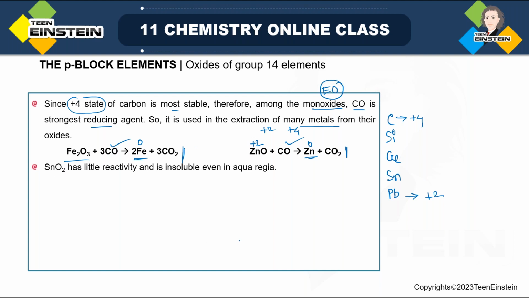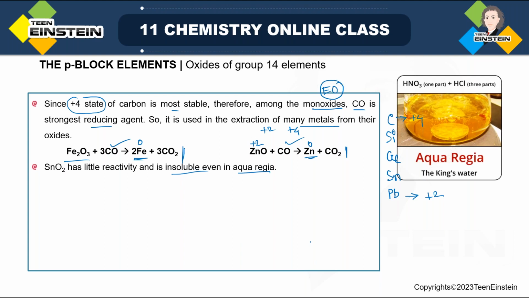SnO2, that is tin dioxide, has very little reactivity, which is proved by its insolubility in aqua regia. Now what is aqua regia? Aqua regia is a mixture of HNO3 and HCl, where HNO3 is 1 part and HCl is 3 parts. That means it is 1:3.